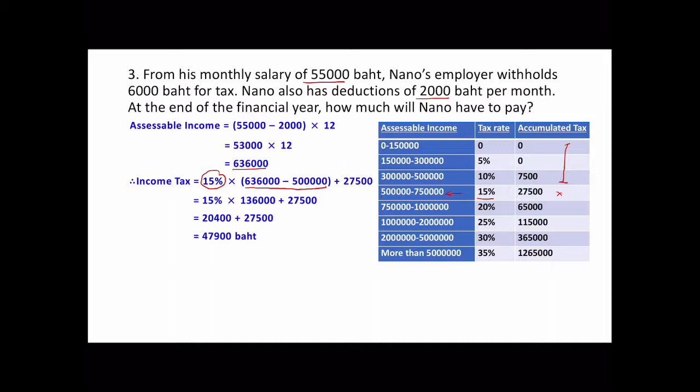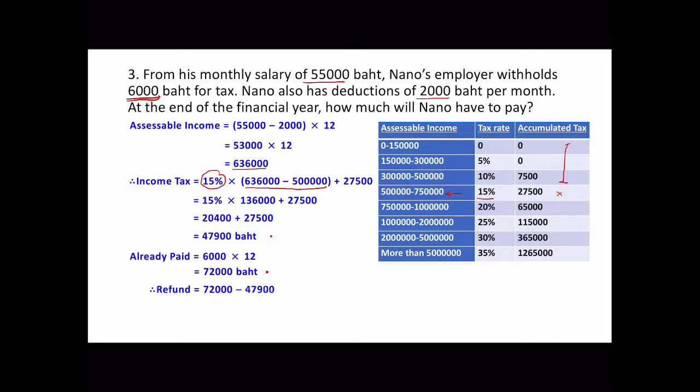But throughout the year, he has been paying 6,000 every month. So the amount he's already paid is 72,000 baht. He's already paid 72,000 baht in tax, but he was only meant to pay this much here. So what happens now? The money comes back to him. He gets what's called a refund. Okay, the money gets returned to him.